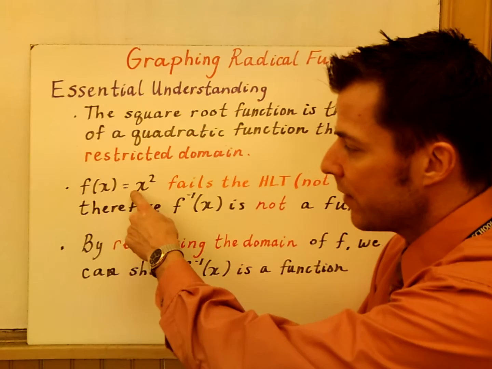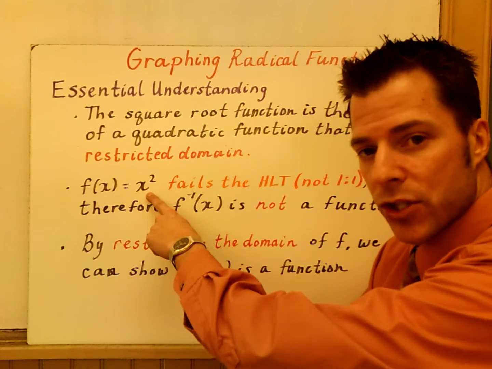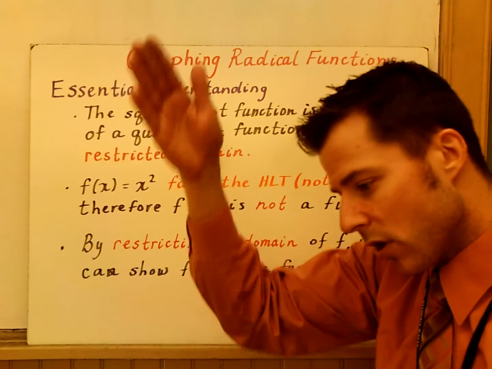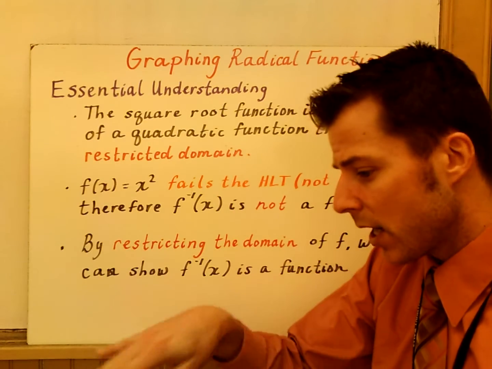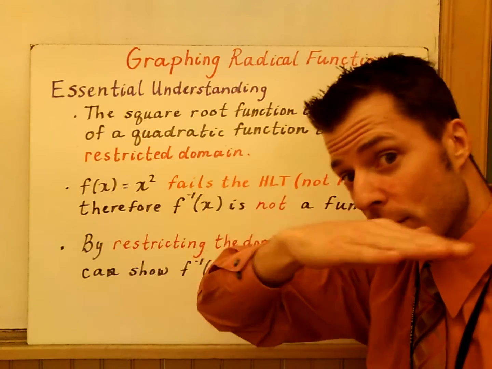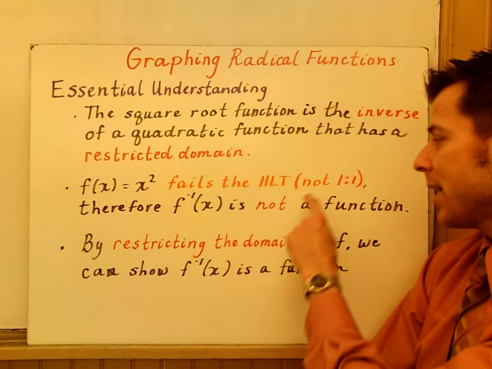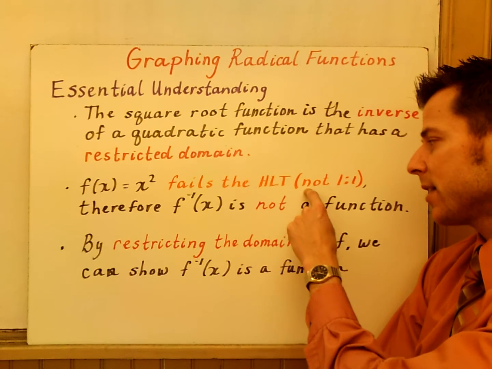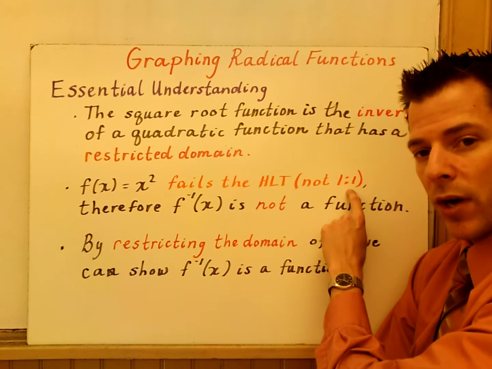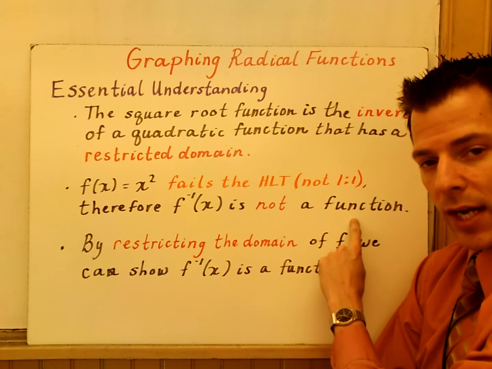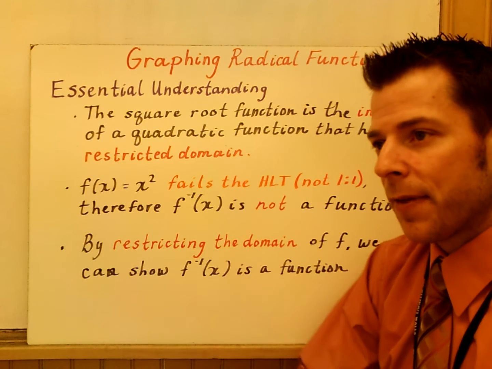The idea here is that f of x equals x squared. This is just the parent function. This fails the horizontal line test, meaning if you draw a horizontal line through your parabola, it hits it in two spots. So that tells us it is not one-to-one, which means the inverse is not a function. Okay? So you've got to think about that.